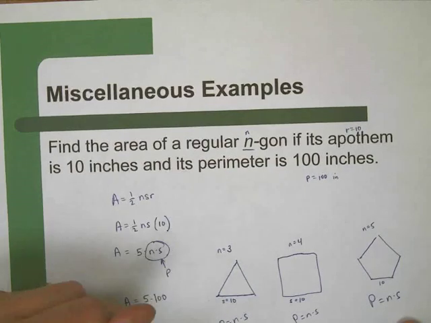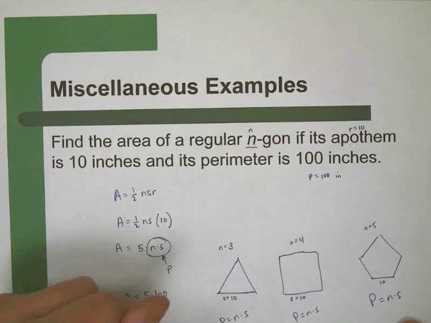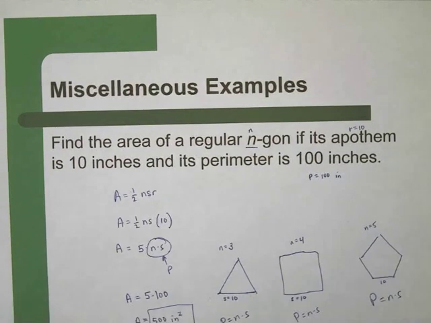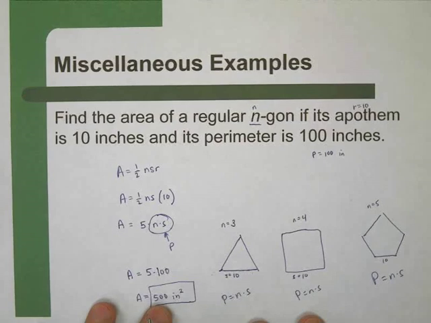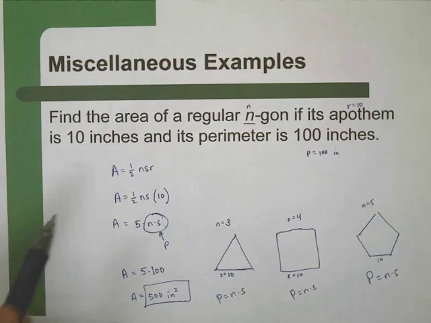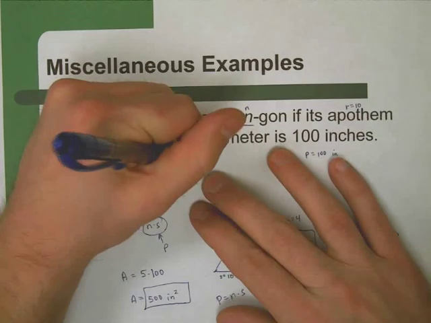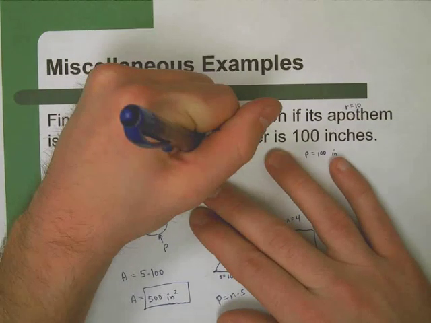Area is equal to 5 times 100. The area, I don't even care how many sides there are. The area is 500 square inches. So, hey listen, that's an advanced problem. That's tough to do. But if you know the relationship, how do I find the area of a regular pentagon?